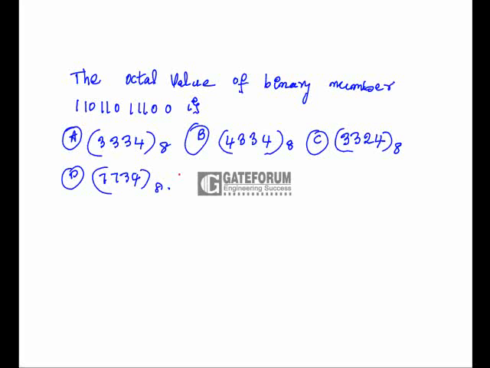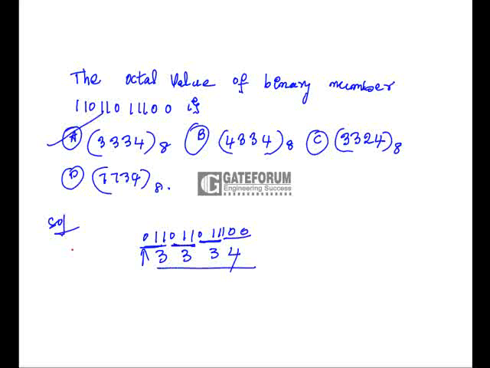What is the octal value of the binary number 11011011100? We need to group the bits into 3 bits each from the right side onwards. So the given number is this. This is 3 bits. Again these 3 bits, these 3 bits. We have to put zeros in the leftover bits. So this will be 011, 011, 011, 100, which is 3334 base 8. Option A is the right option.